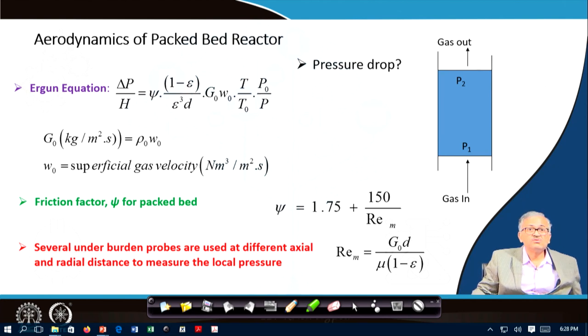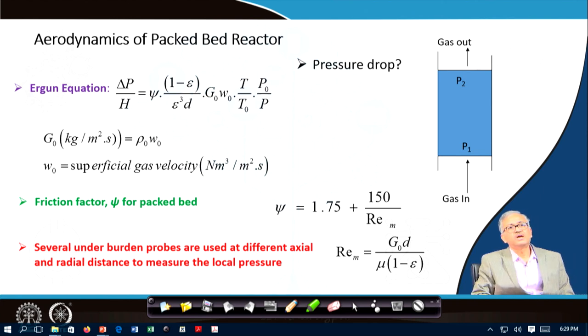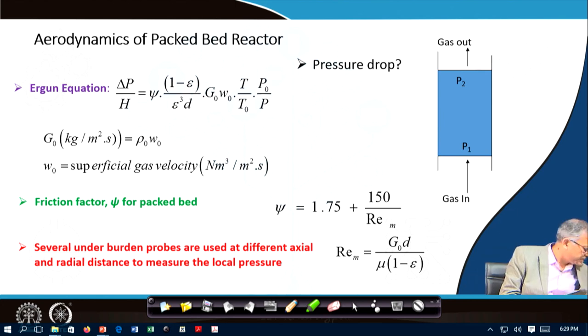Several underburden probes are there, as I said, in the axial and radial positions in the blast furnace to measure the local pressure, and that gives the actual scenario. That is the experimental pressure measurement system. And if you want to calculate the pressure drop, this Ergun equation can also be used to calculate it from different parameters of the bed.